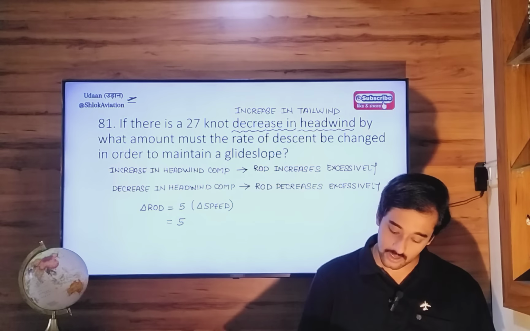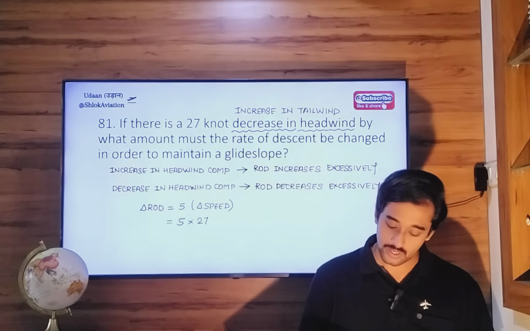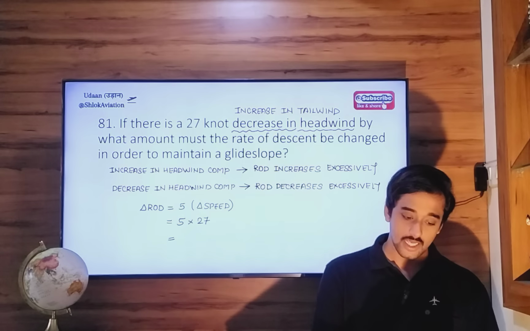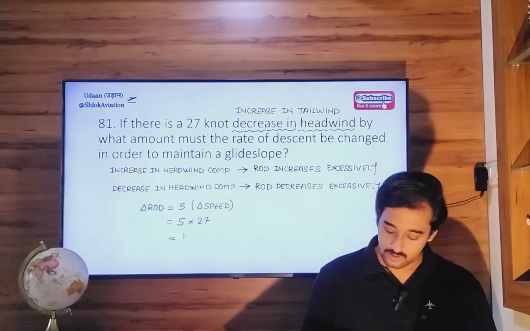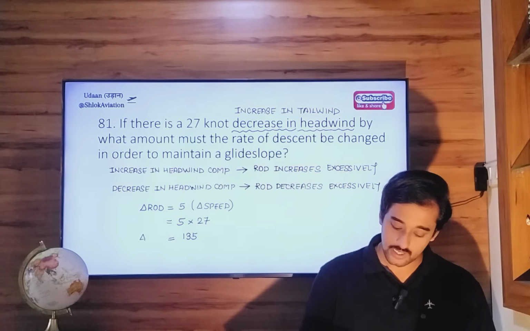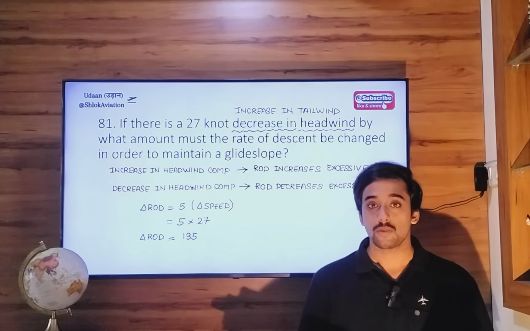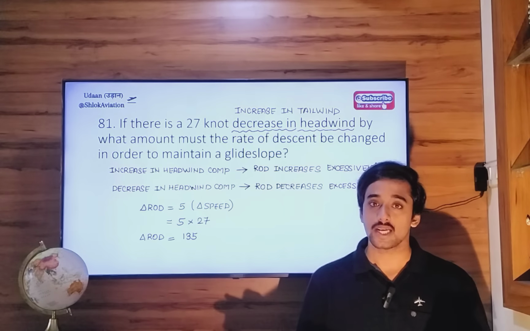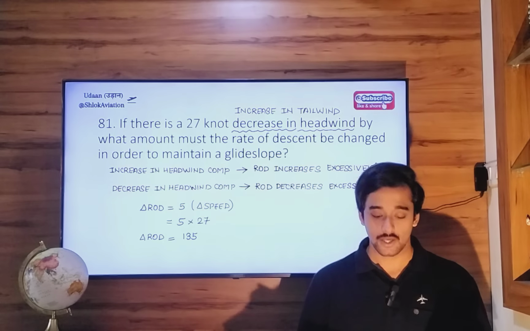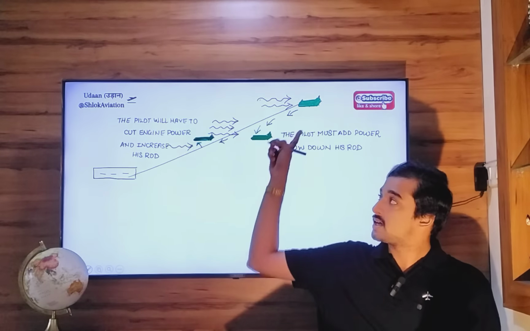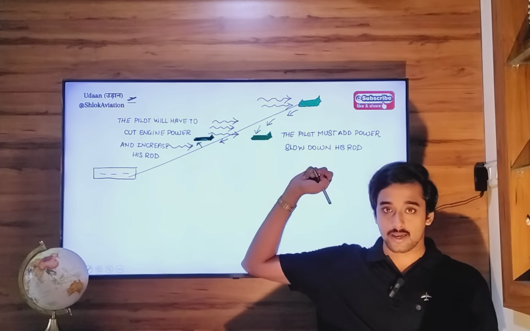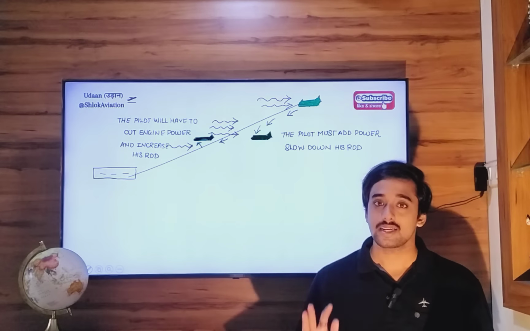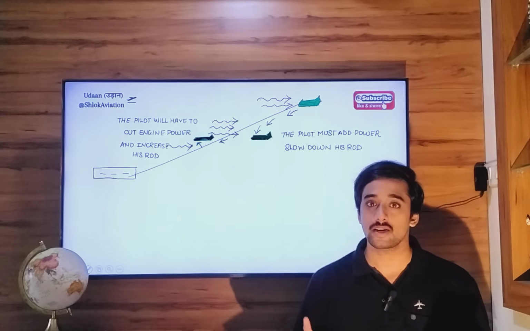Okay, so 5 into 27 plus 27, that is equal to 135. So the change in rate of descent required will be plus 135 feet per minute. The plus sign here denotes an increase in rate of descent. So let's say your initial rate of descent here is 500 feet per minute. So you will increase that rate of descent to at least 600 feet per minute, by 100 feet more.